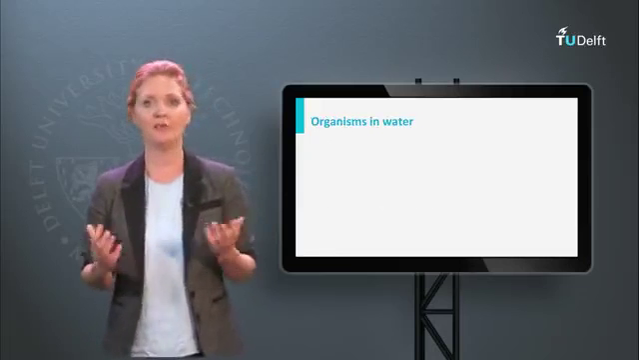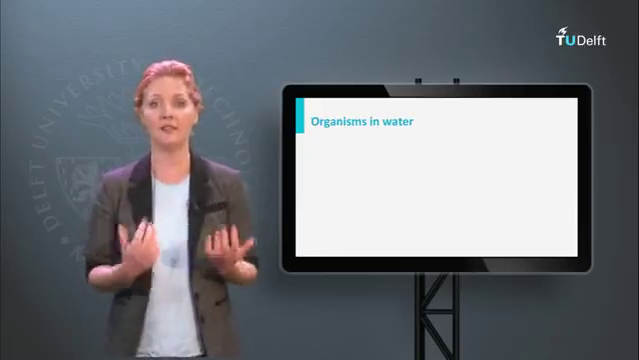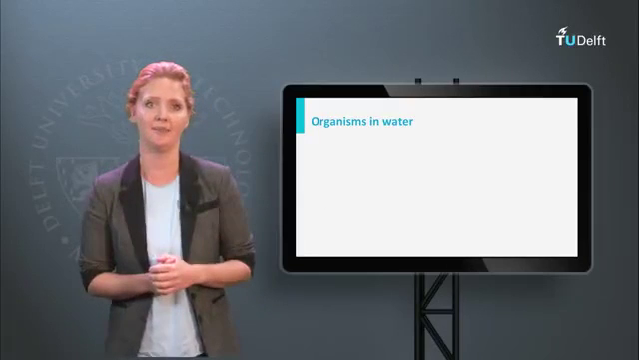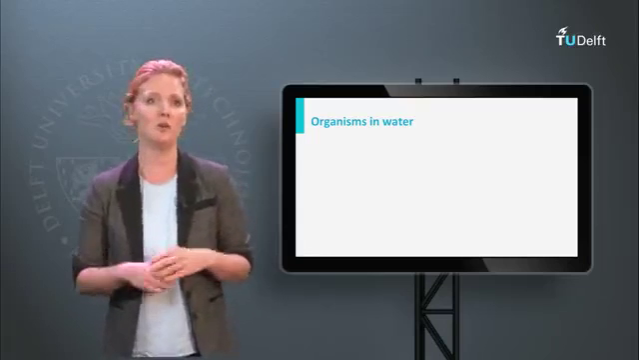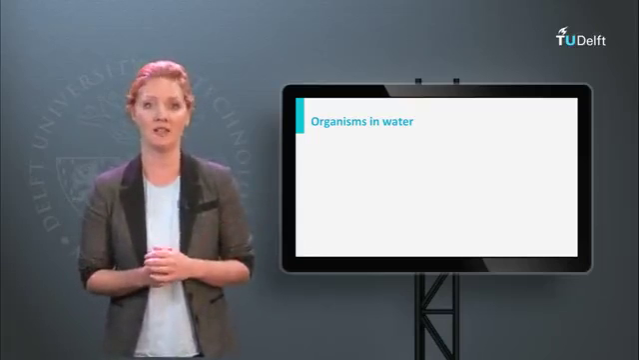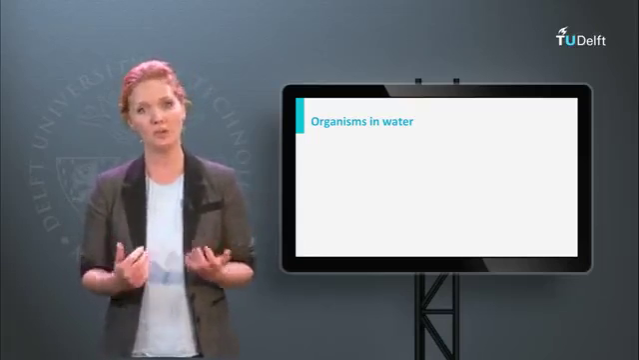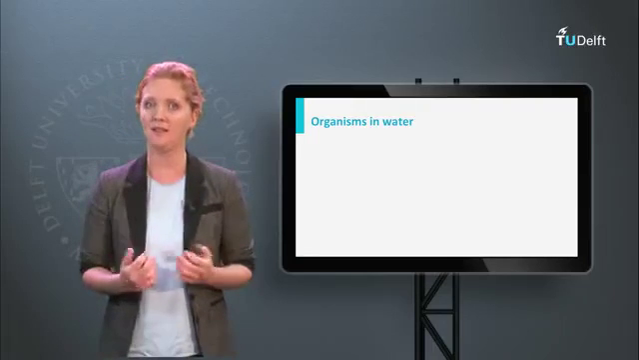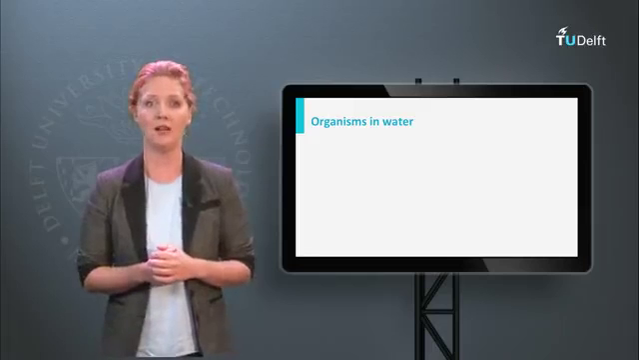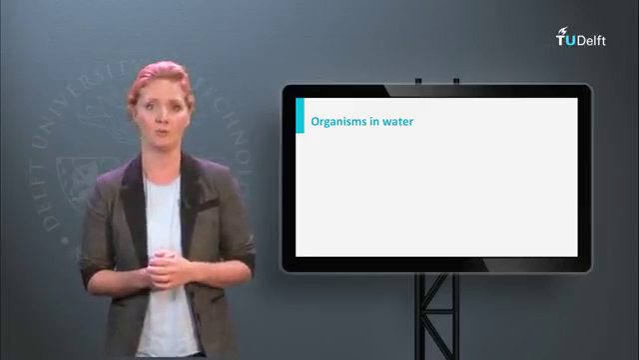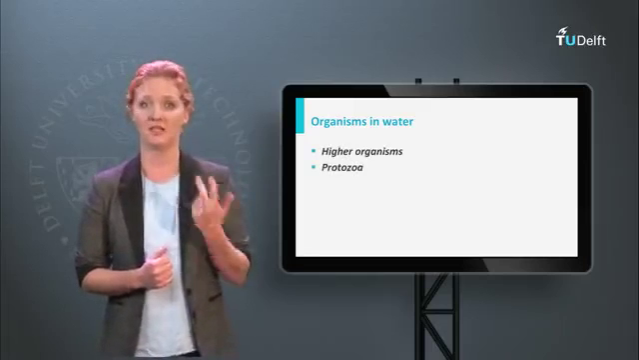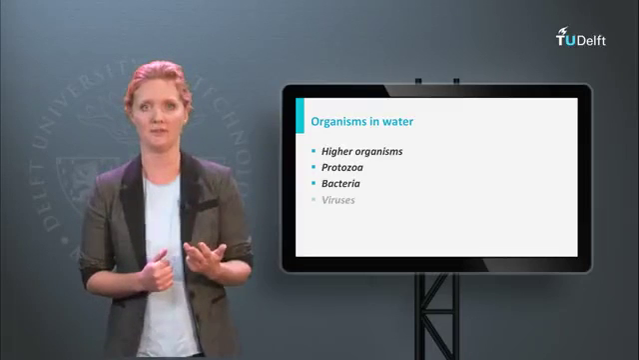Well, the first group of key compounds in water consists of living creatures, which you most often cannot see with the naked eye. In nature, water contains all kinds of organisms and they are present in large numbers. Also in drinking water, many different organisms are found. Generally speaking, these organisms can be divided based on their size into 4 groups: higher organisms, protozoa, bacteria, and viruses.